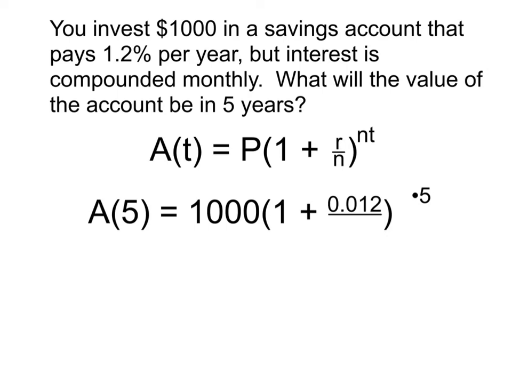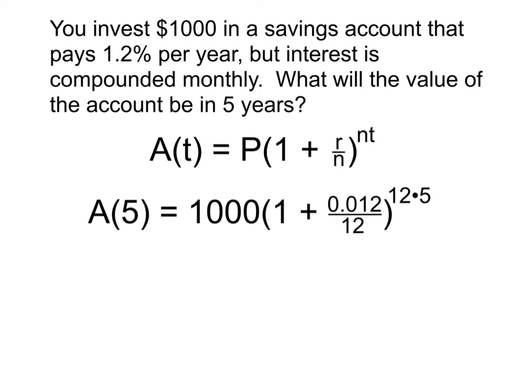But the question is, what is the value of n here? Well, remember that n represents the number of times the money gets compounded per year. In this case, we're compounding monthly. Well, there's 12 months in the year. Therefore, this one is going to compound 12 times throughout the year.